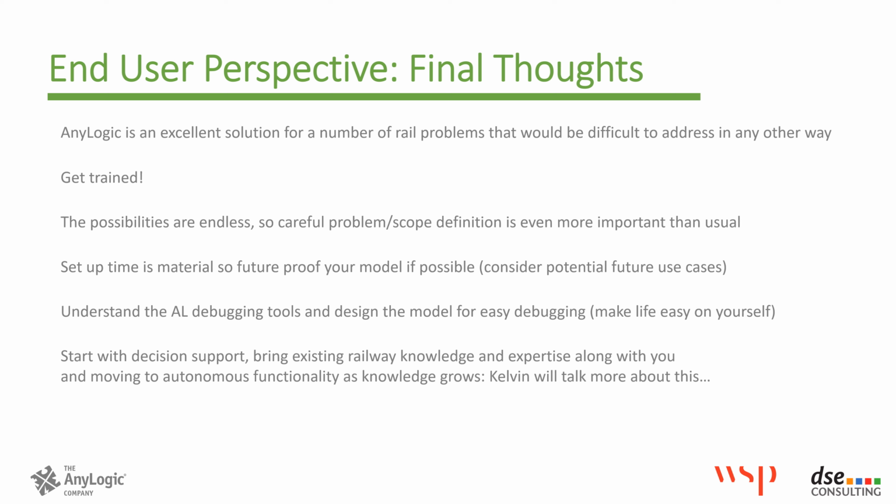And at the present state of the railway knowledge, I would say start with decision support models and engage with people working in the railway at that level. I think we can then move on to more autonomous functionality as familiarity with this kind of modelling grows. But I think Kelvin's going to talk more about this in a moment.